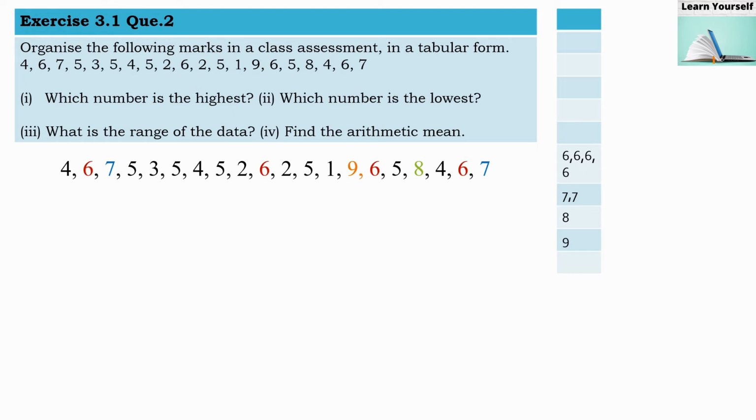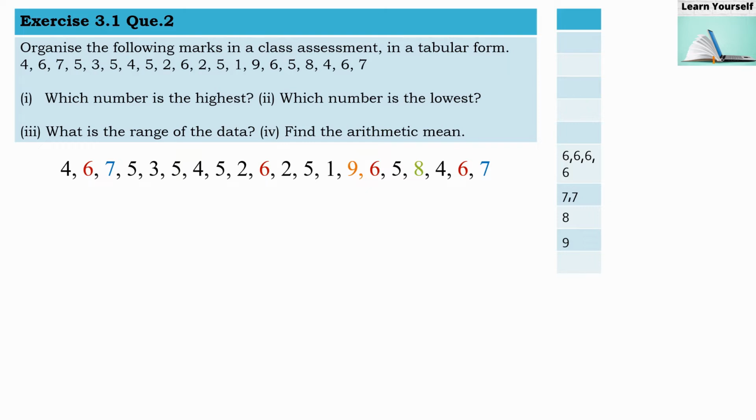Exercise 3.1, question number 2. Organize the following marks in a class assessment, and these are the marks. Now we have to answer the following 4 questions. Which number is the highest? Which number is the lowest? What is the range of data? And find the arithmetic mean. Now these are the numbers.